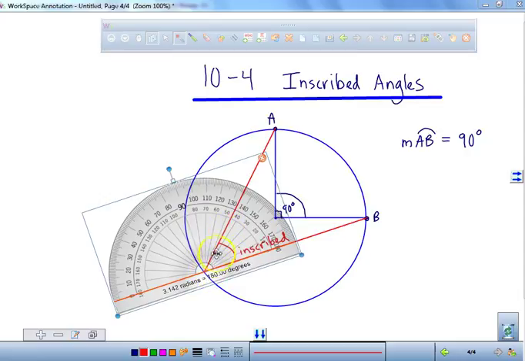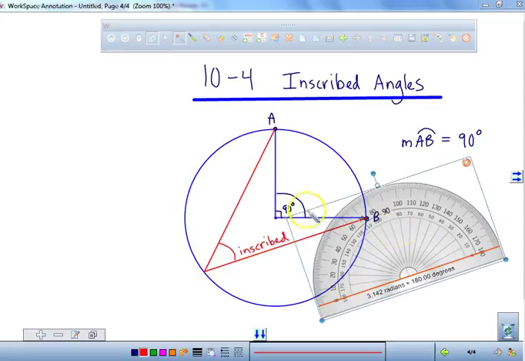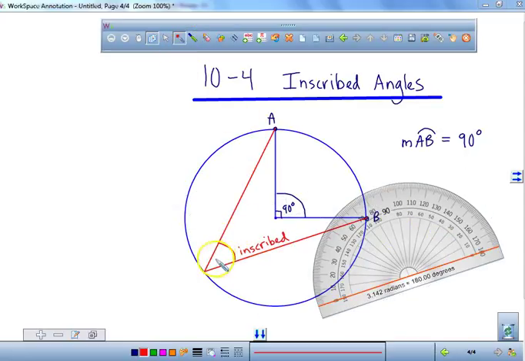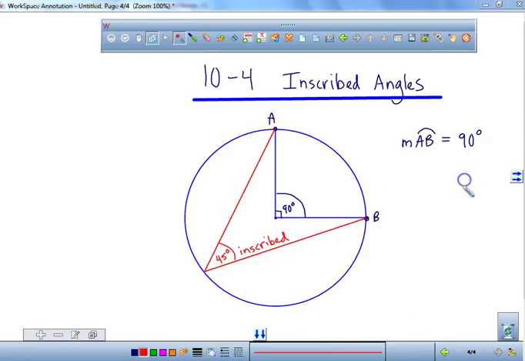How many degrees does it look like it is? It's about 45 degrees. Huh. That's wild. It cuts the measure of this arc in half, and yes, the central angle, from that arc, is always double the inscribed angle, and guess what? The measure of the arc is always double the inscribed angle. Or conversely, the inscribed angle is always half the measure of the corresponding arc.